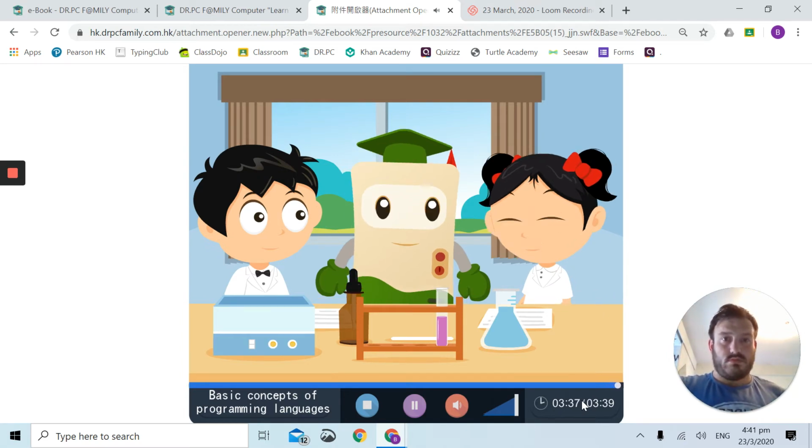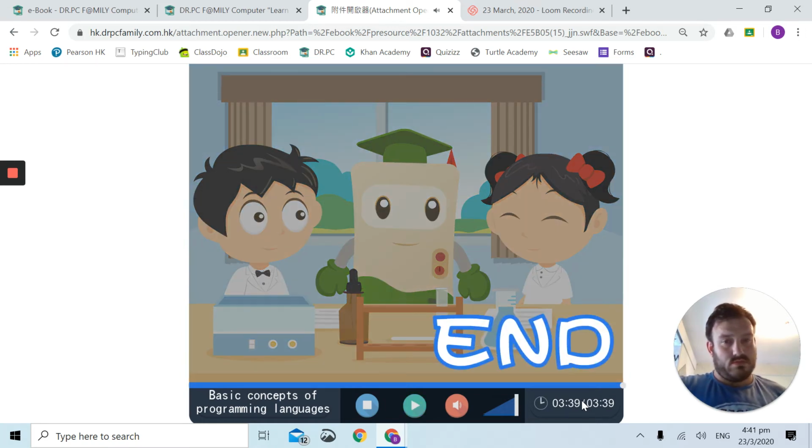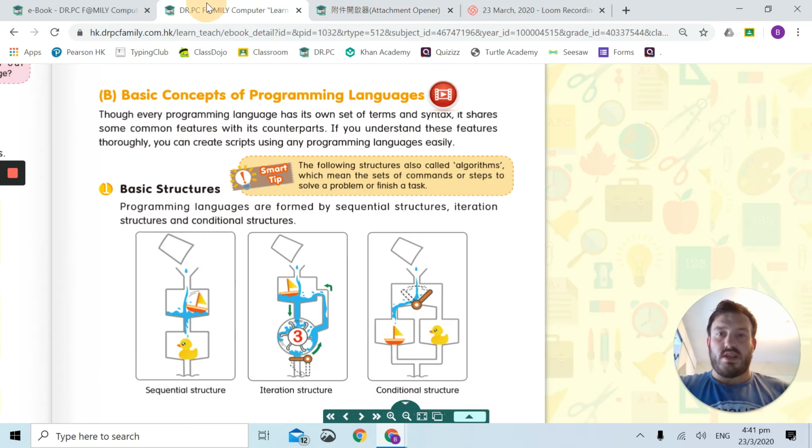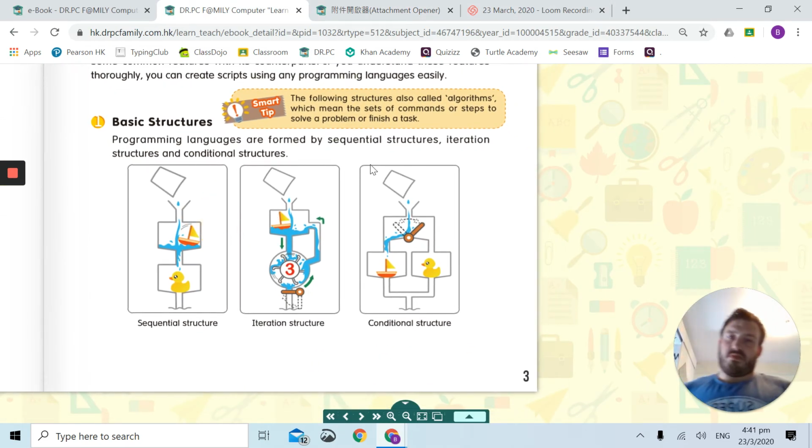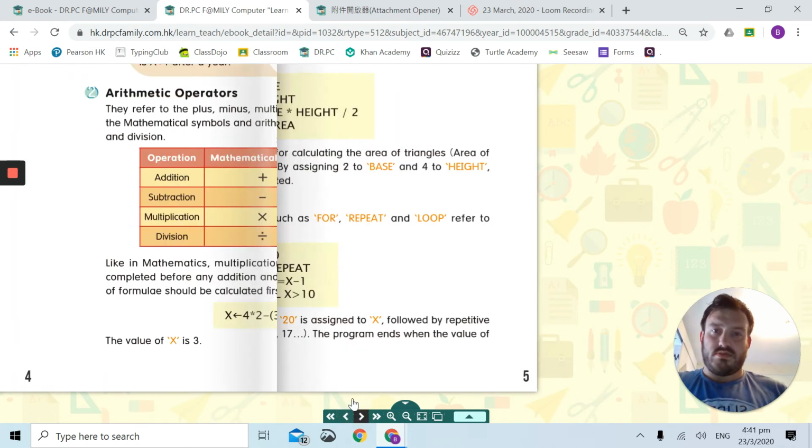I find it less difficult to tackle. Okay, so let's go back to the chapter. So we're looking at different types of structure. It's explained very well. Look at the sequential structure here, the iteration and the conditional structure. So you're saying which has got to make up a decision, a cycle, and a simple flowing task.